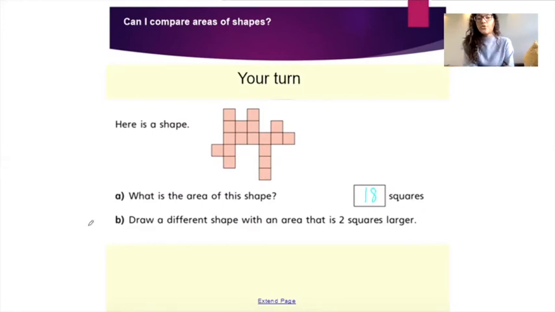Part B, draw a different shape with an area that is 2 squares larger. So the first thing I want to do is work out how many squares I would need then. Now, if it needs to be 2 squares larger, I need to add 2 to this number. So what's 18 plus 2? Remember, put 18 in your head because it's the bigger number. Hold up 2. 18, 19, 20. So I need to make a shape with 20 squares. Now, there are so many different shapes that you could make, so I would like to see what shape you make with 20 squares. Put it onto tapestry and I will have a look.